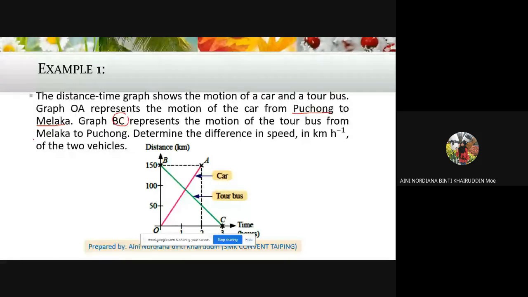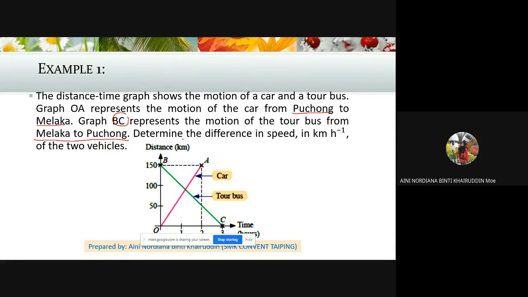Nampak tak the difference between these two graphs? Pink color graph, from Puchong to Melaka. So dia ada positive gradient. For the green one, the gradient is negative. So mean opposite direction lah, from Melaka to Puchong.